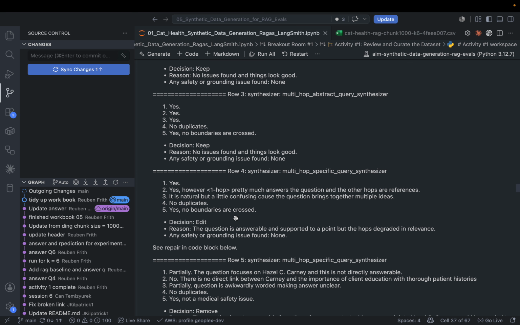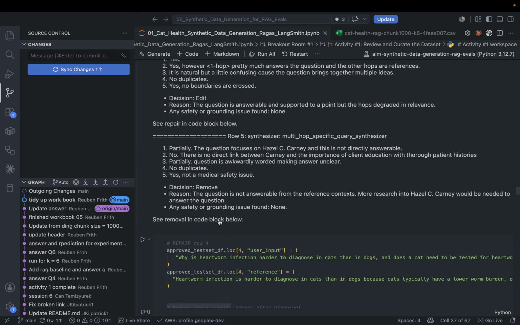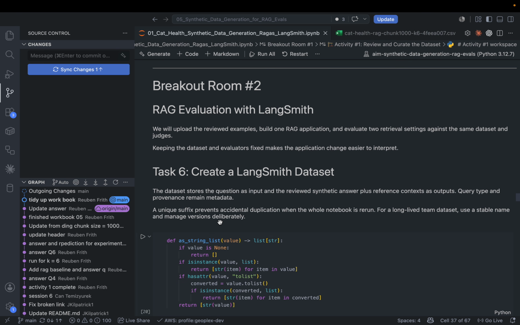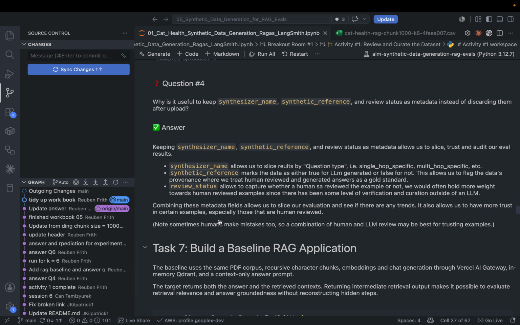Whereas here in this row 4, I decided to edit the question and answer, just because one, the wording was a little confusing, and then the answer was as well. So it's always good to double check your work and not just trust the LLM blindly.